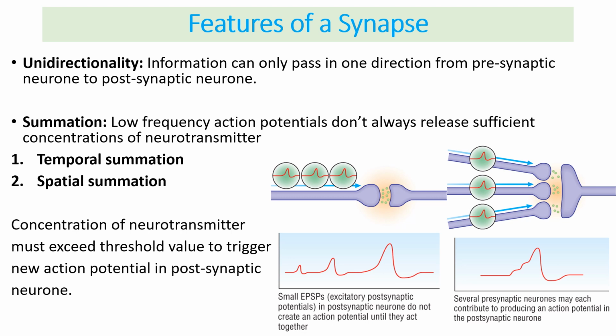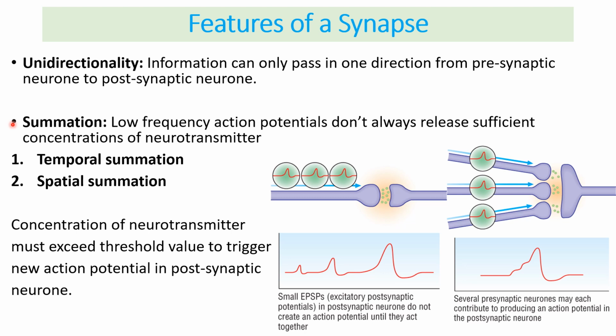There are different features of a synapse which link to the point of them as well. They are unidirectional, so you only have receptors on the postsynaptic membrane, so it can only move from presynaptic to postsynaptic, and they are involved in something called summation. There are two types of summation, where low frequency action potentials don't always release enough concentration of acetylcholine or neurotransmitter to cause a new impulse, but it can build up either over time or from multiple neurons to trigger a new action potential.